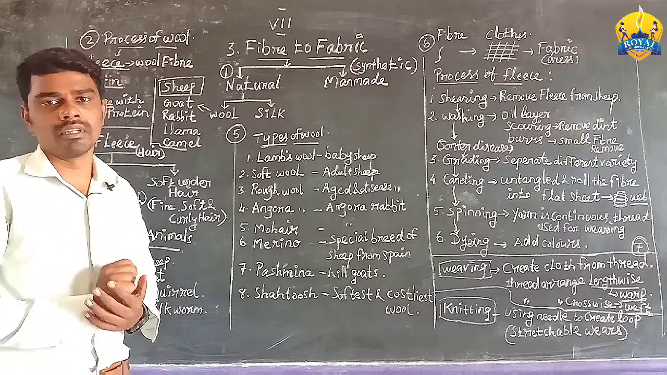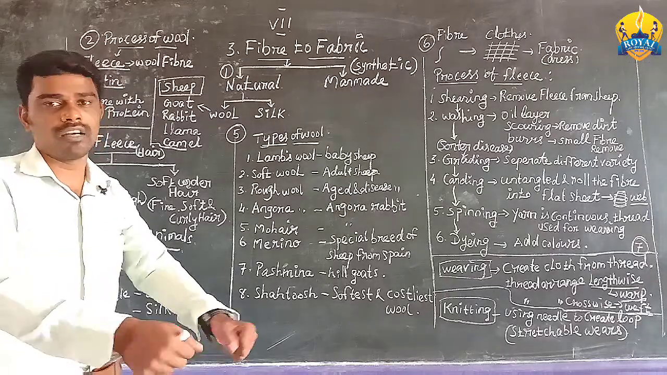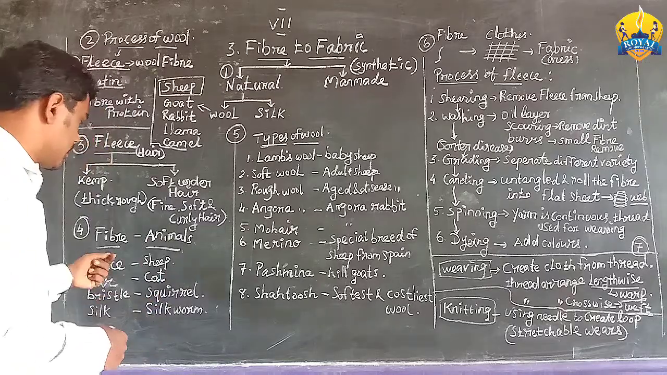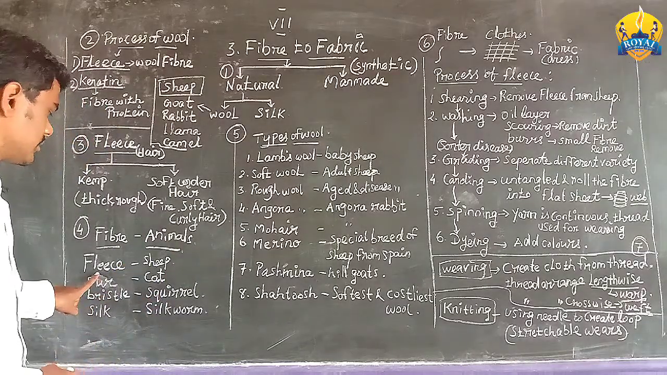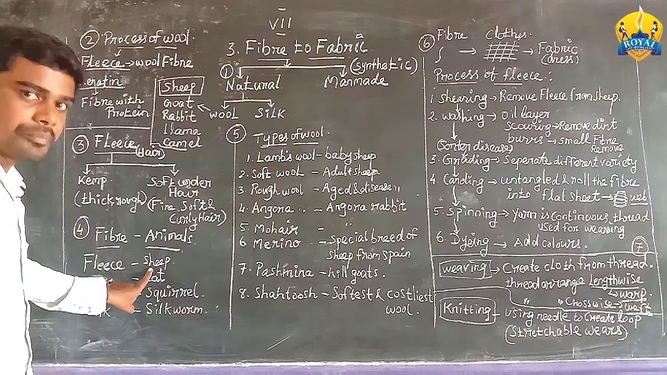All organisms contain hair, including ourselves. We have hair on our whole body. So here, fiber and its animal. What are all the animals? Fleece is one of the wool fibers, as we told. It is made from sheep.